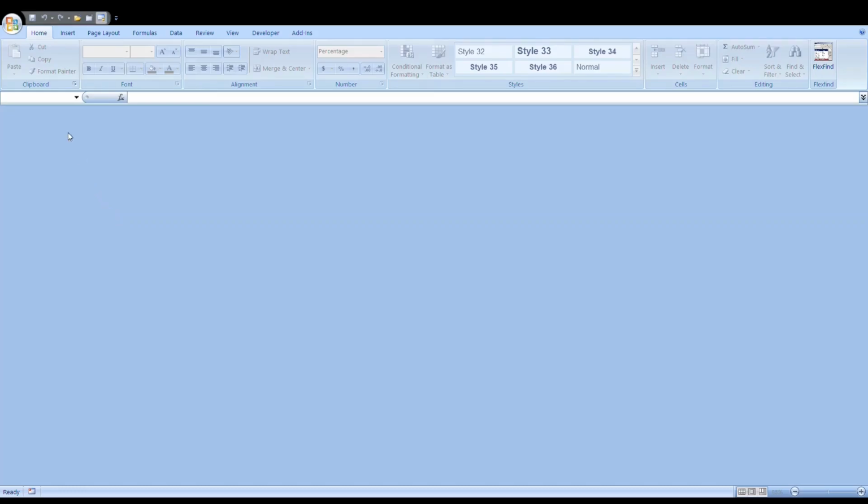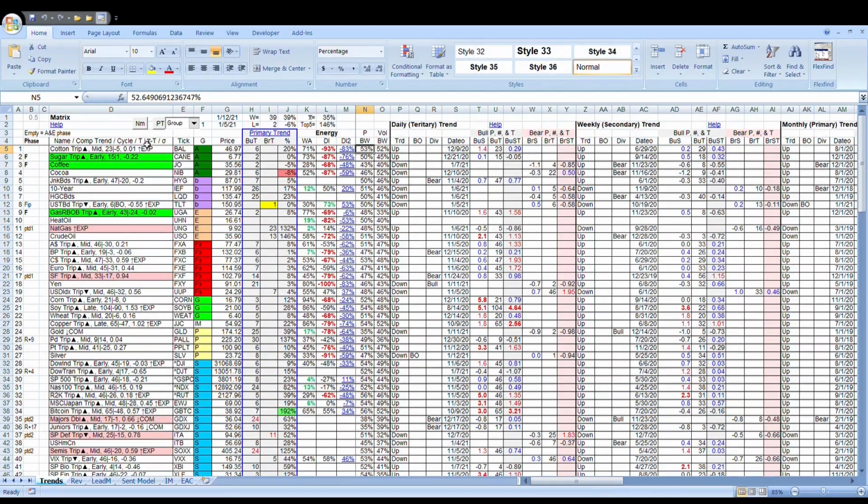I want to do a quick help video on how to use the sort function to manage the information flow and to find opportunities within the matrix. The matrix is an informational tool that helps us follow the evolution of the trade. It follows the primary trend, which has bullish counts and bearish counts.